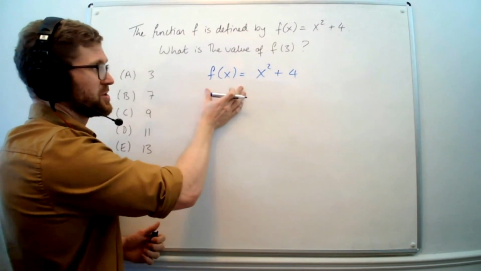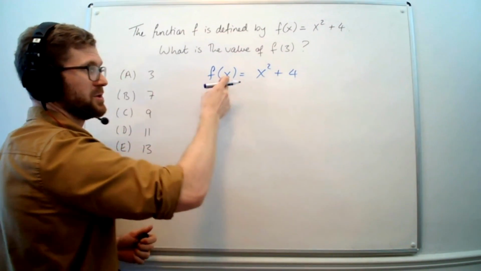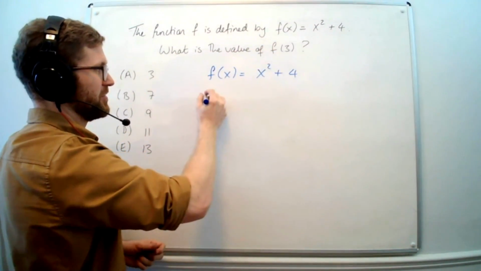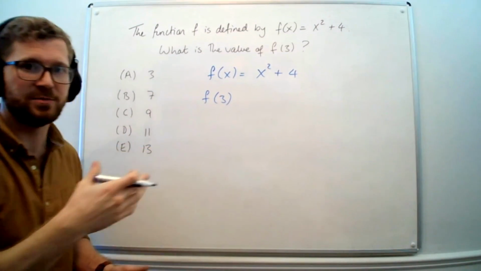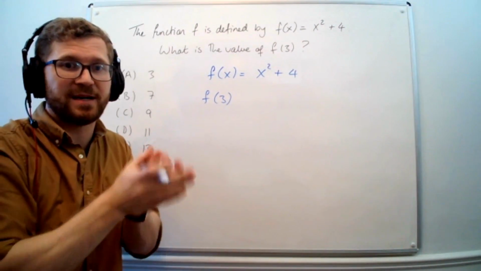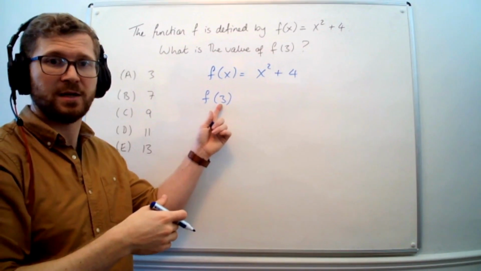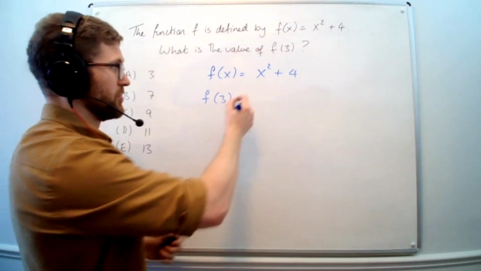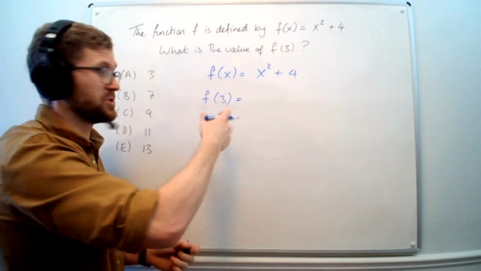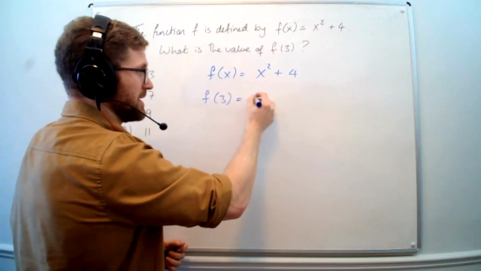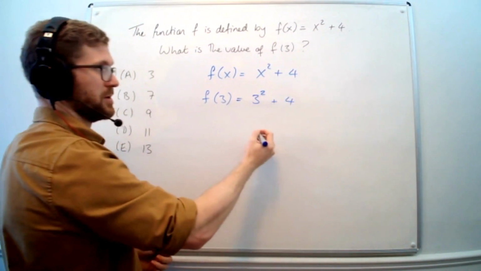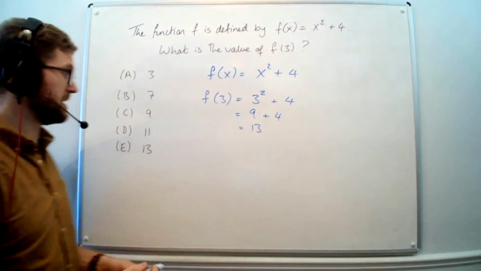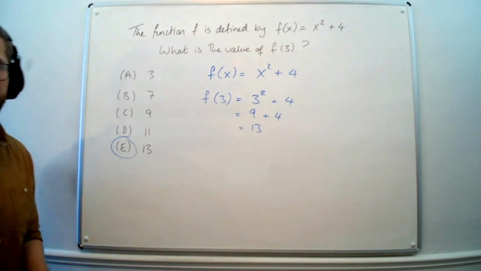So a function is just a way of saying this is a rule that I want to apply to this input. And so in this question, when we're asked what's the value of f of 3, well, that just tells me that I want to use as my input the number 3. So in the original rule, whenever I had an x, I would square it and then add 4. So in my actual question, I'm going to take my input and square it and then add 4. And so in this case, 3 squared is going to be 9. And so my answer is going to be 13. The answer to this question is going to be E.